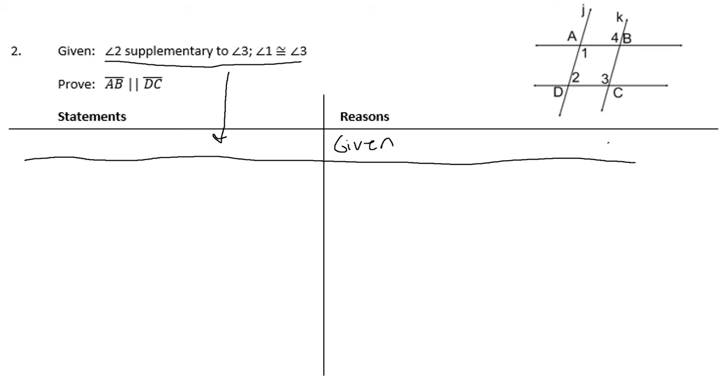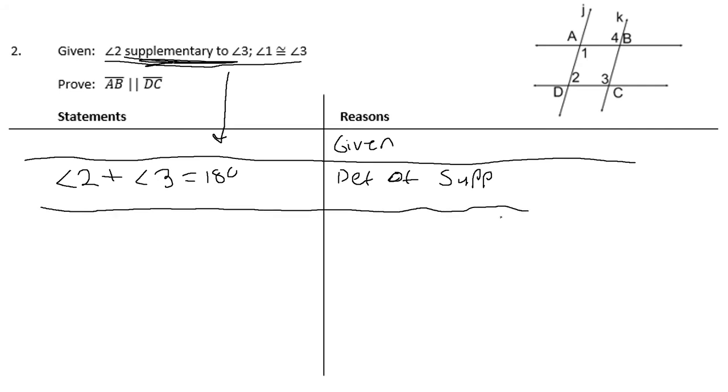And then I'm going to try to work to say, if I want AB and DC to be parallel, I want to get either corresponding or alternate angles congruent, or I want to get some consecutive angles to be supplementary. So the first thing I like to do is start with my given. If angle 2 is supplementary to angle 3, what I should do first is say that angle 2 plus angle 3 equals 180. Why? Because that's the definition of supplementary. I'm going to put SUPP for supplementary. Because they're supplementary, that means they have to add to 180. So I'm just going to write out that sum there so I have that to work with.